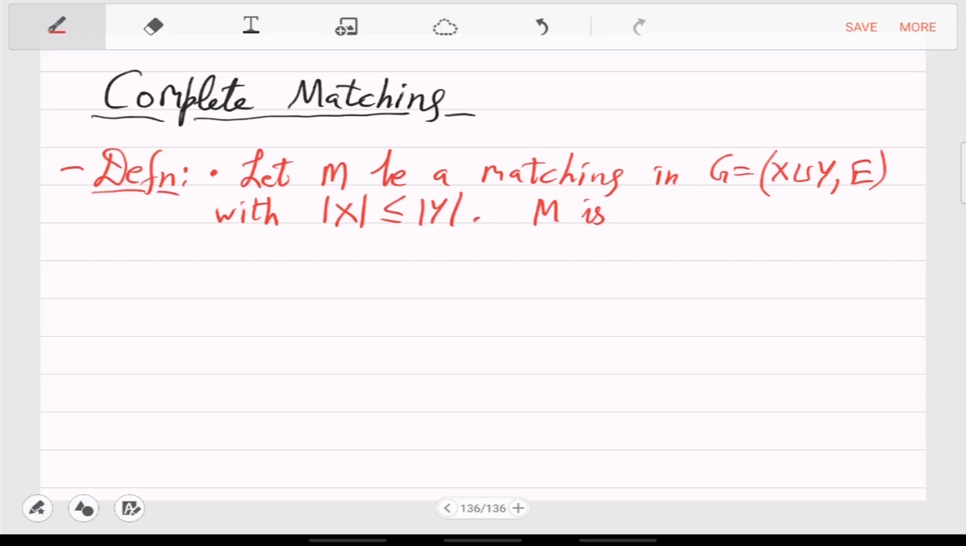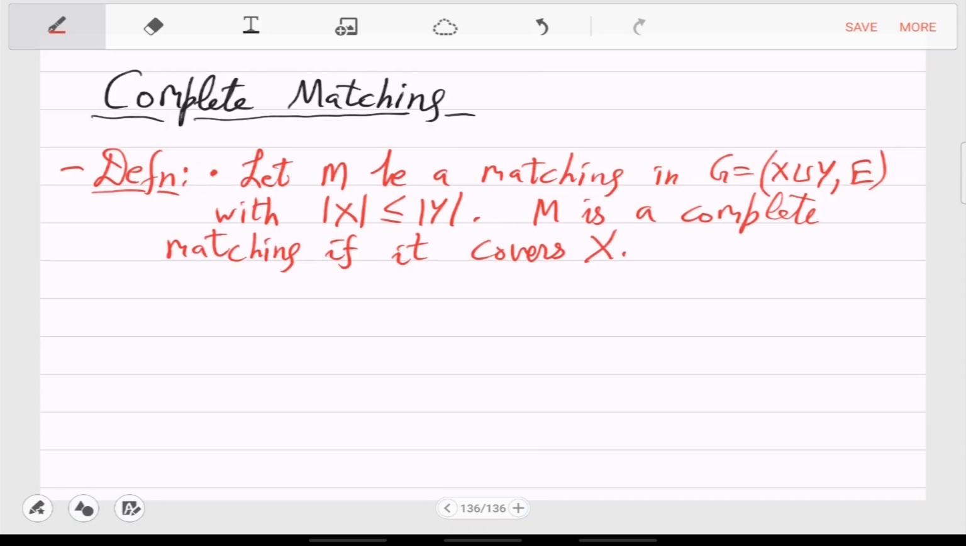So M is a complete matching if it includes X, or covers X. Okay, and in the case when the sizes of X and Y are equal, then we call it a perfect matching. Then this M is a perfect matching.